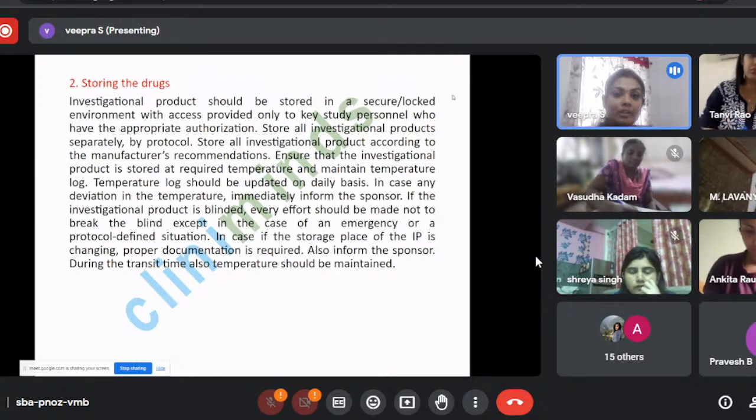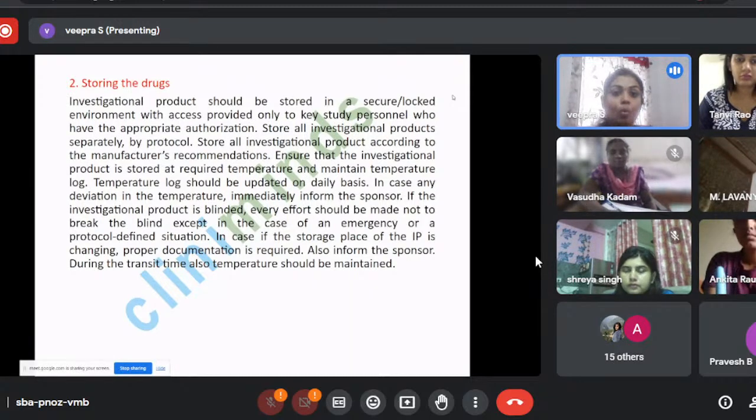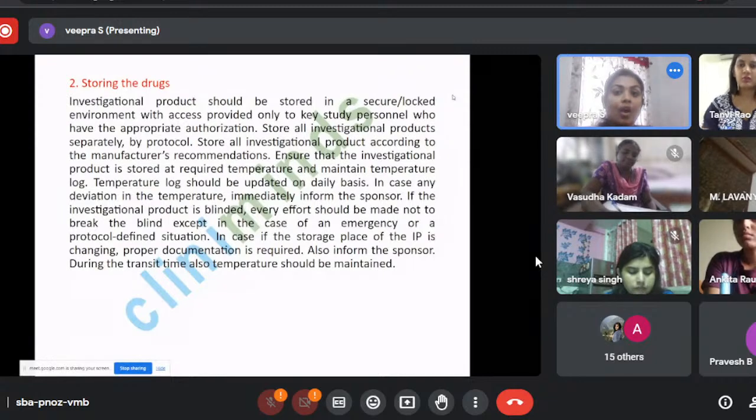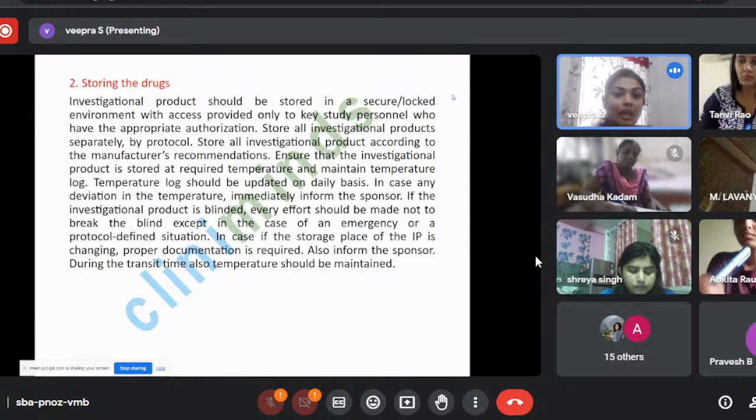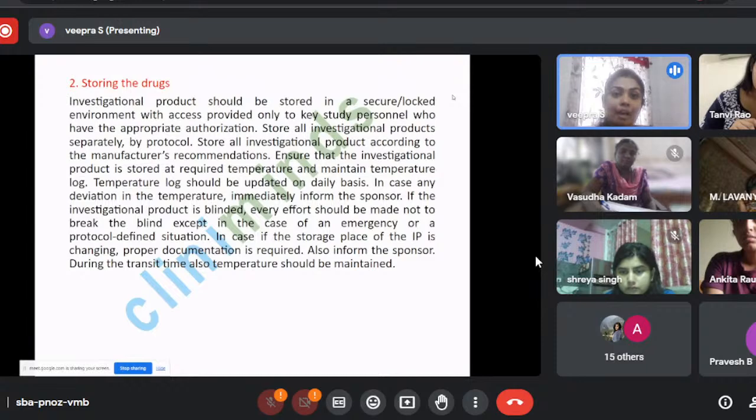Only the authorized person as per the delegation log, who manages the drug accountability and the investigational product, should be given entry. For others, entry to that place should be restricted. Why? We have to protect our drug from any misuse. There is a chance that someone purposefully or mistakenly takes our investigational product. So we have to keep the product secure.